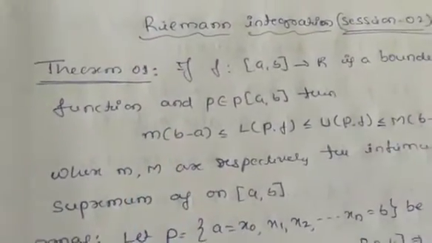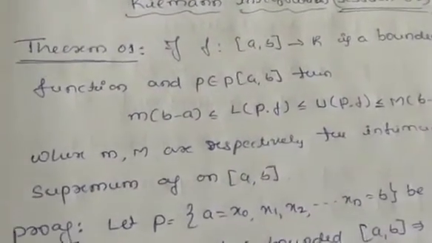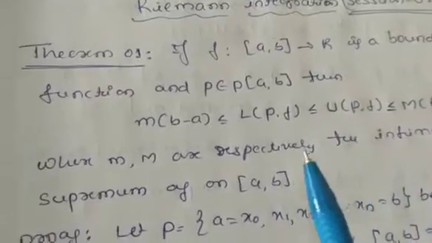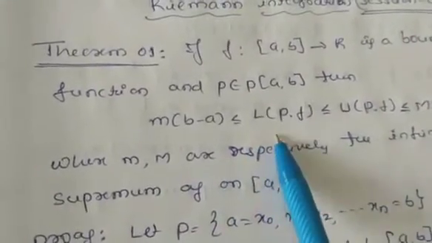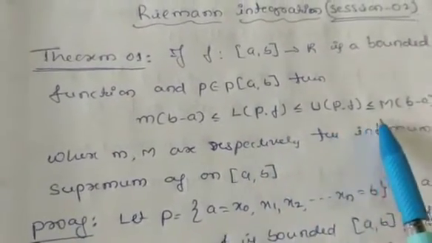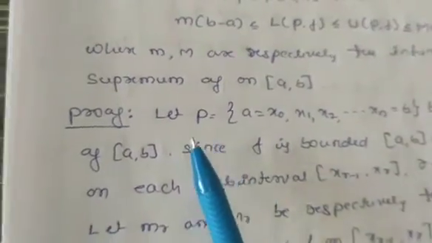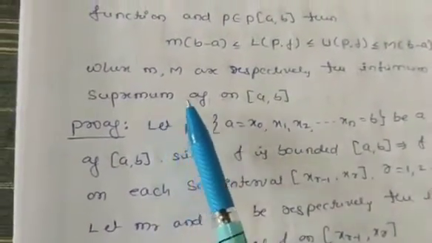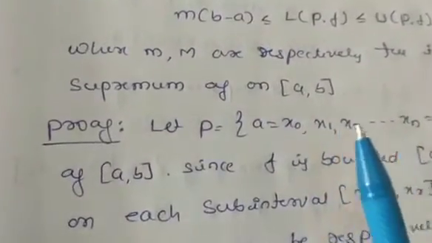Take the first theorem. If f is a function from [a, b] to R and is a bounded function and P belongs to P[a, b], then m(b − a) is less than or equal to the lower Riemann sum L(P, f), which is less than or equal to U(P, f), which is less than or equal to M(b − a). This theorem is important. Let us take the proof, where small m and capital M are the infimum and supremum of f on [a, b].